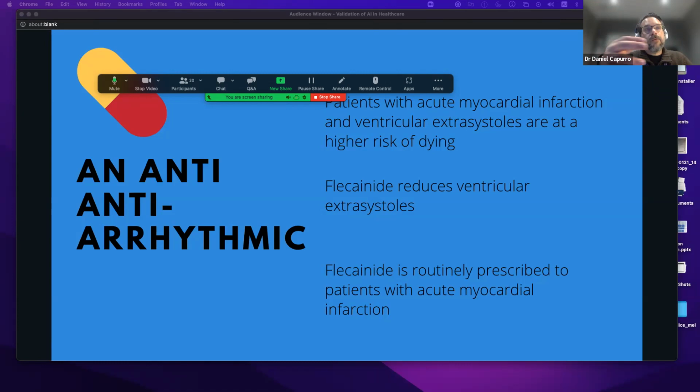But lo and behold, somebody then did a randomized controlled trial and found that this drug actually increased other kinds of arrhythmias in these patients, and it actually increased mortality. So that's why we call it the anti-arrhythmic. Because it increased arrhythmias, contrary to what we thought was going to happen, and it increased mortality. But it took years to realize that this was going on.